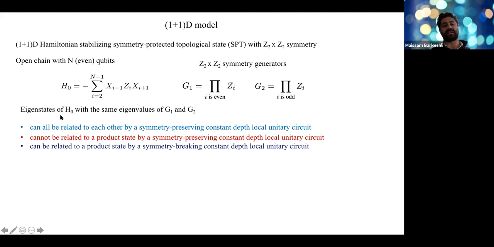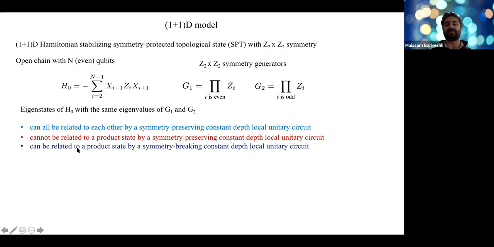Now the eigenstates of H0, which have the same eigenvalues of G1 and G2, have the following properties. First of all, they can all be related to each other by a constant depth local unitary circuit, which preserves this symmetry. They cannot be related to just a trivial product state by a constant depth local unitary circuit, which preserves the symmetry.